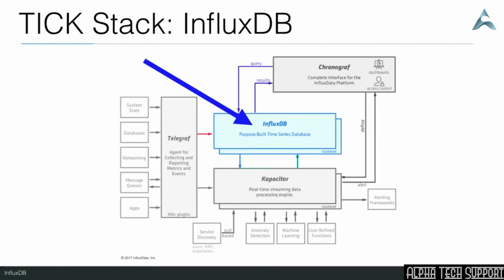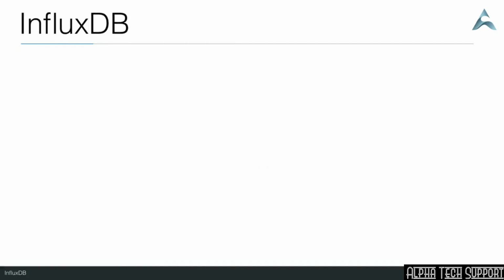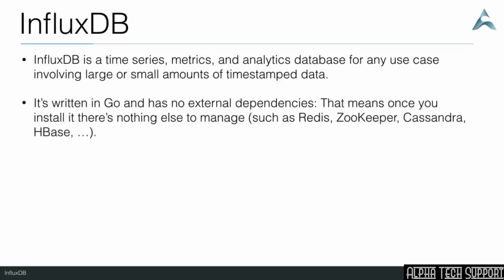Now we're going to talk about the main focus of this course, InfluxDB. InfluxDB is the time series database in the TICK stack. InfluxDB is used as a data store for any use case involving large or small amounts of timestamp data. It's written in Go and has no external dependencies. That means once you install it, there is nothing else to manage, such as Redis, Zookeeper, Cassandra, HBase.